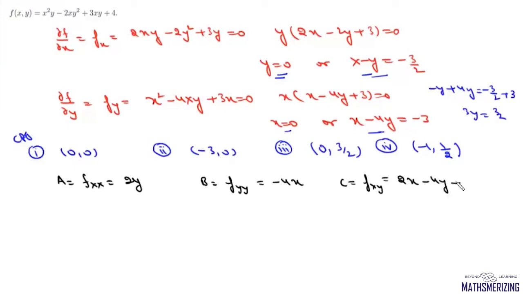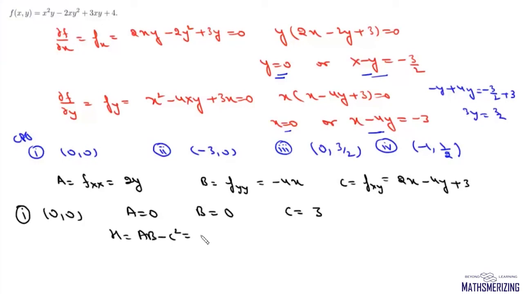So we'll find fxy, it'll be 2x minus 4y plus 3. Now we'll begin with this first point, 0, 0. For this first point, A is 0, B is 0 and C is 3. If we find H, which is AB minus C square, it is minus 9, and since H is less than 0, 0, 0 is a saddle point.